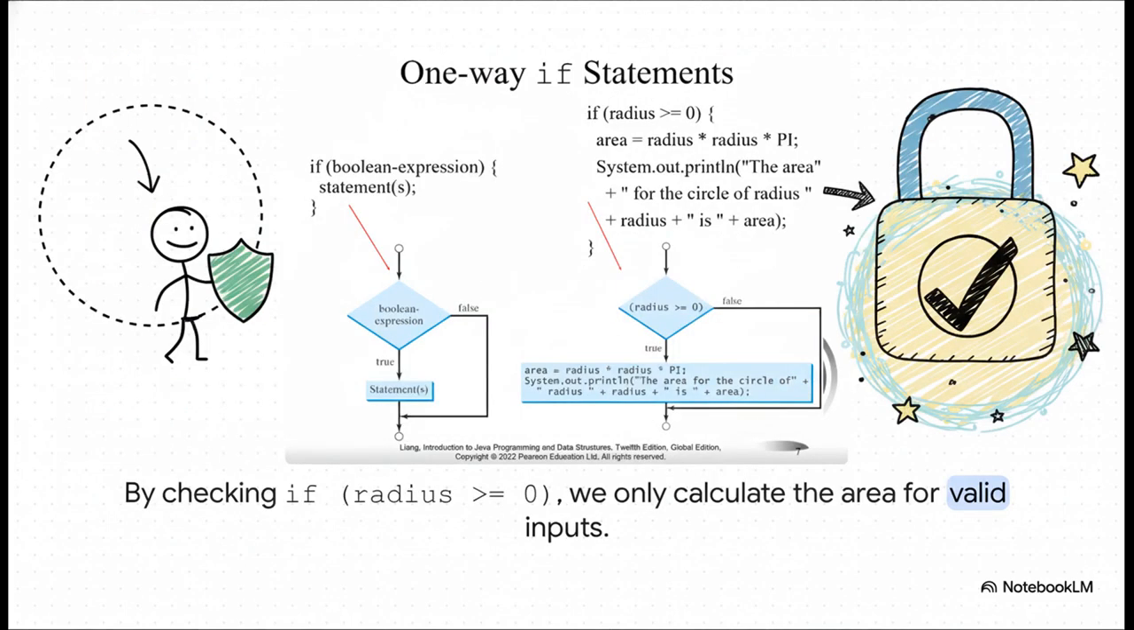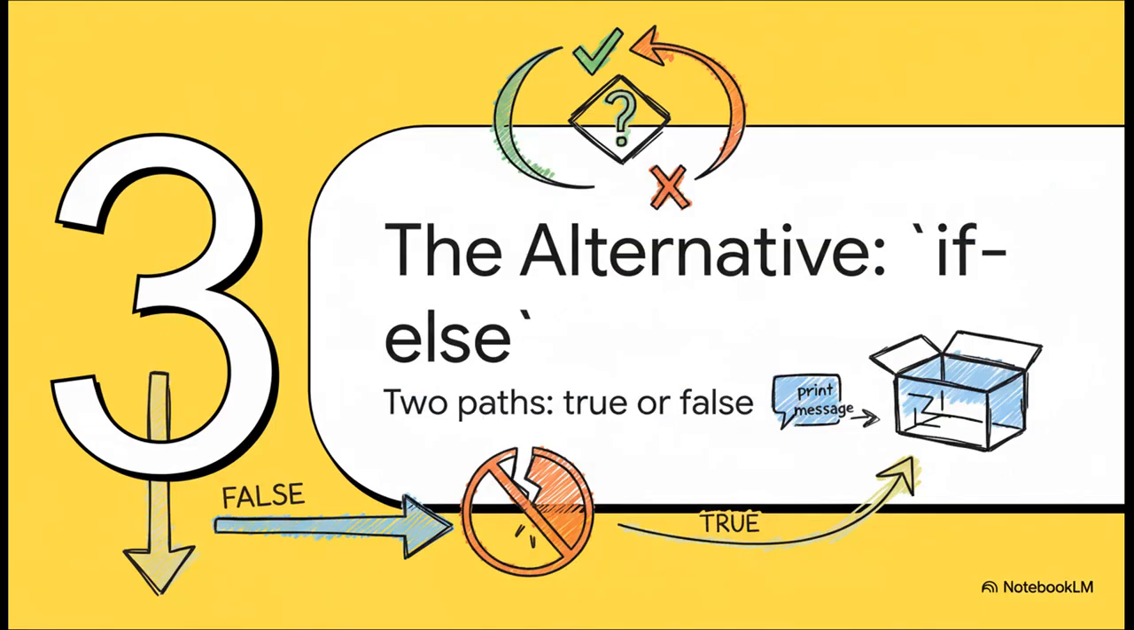So now we can go back to our circle problem and start to fix it. By wrapping our area calculation inside an if statement that checks if the radius is greater than or equal to 0, we've basically hired a security guard for that line of code. The math only runs if the input is valid. And just like that, we've solved half of our problem. But wait, what happens when the radius is negative? Right now, our program just does nothing. It skips the calculation and moves on. What if we want to actually do something in that situation? Like, I don't know, print an error message.